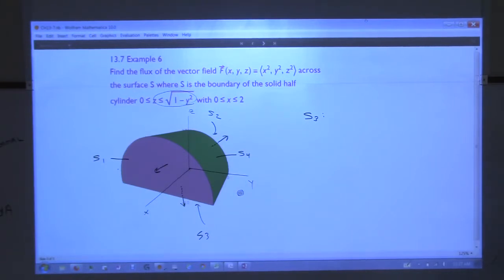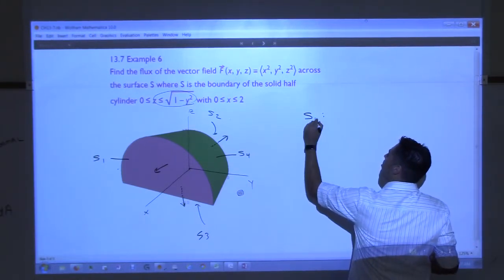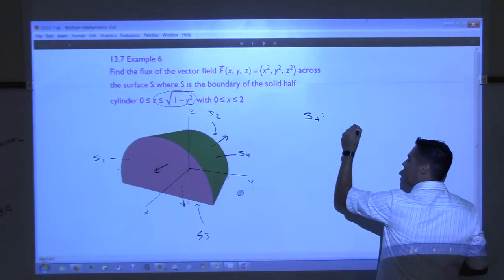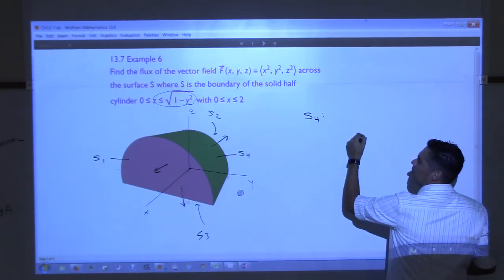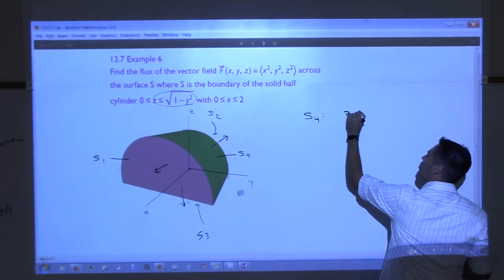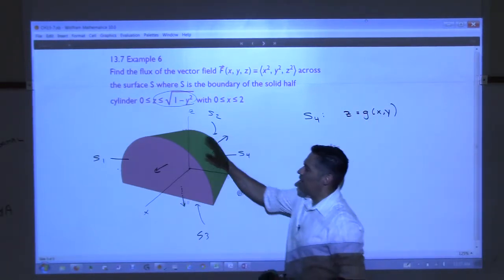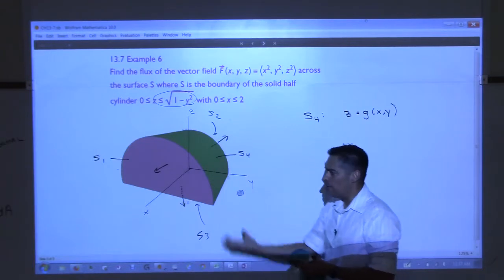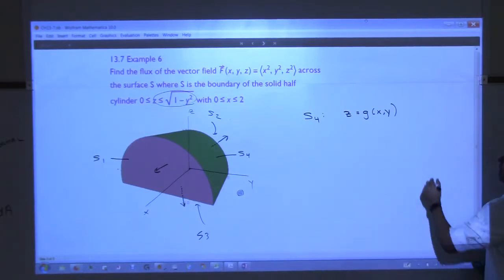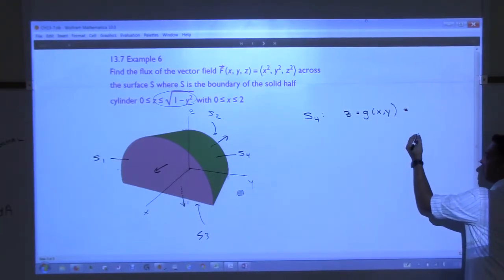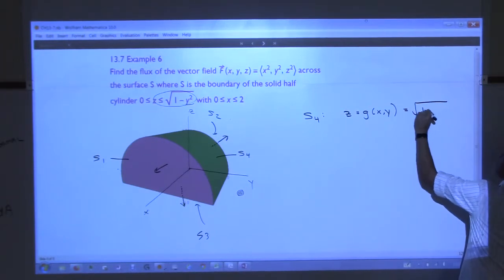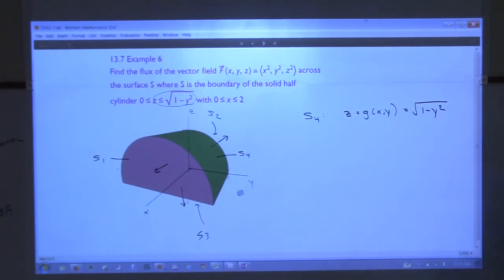But for S4, I'm going to be able to write S4 as what is a function of what? Z is a function of x and y. So it's kind of like the green one is kind of like the standard surface, isn't it? The ground is the domain. And what is that function? Root 1 minus y squared. Okay.